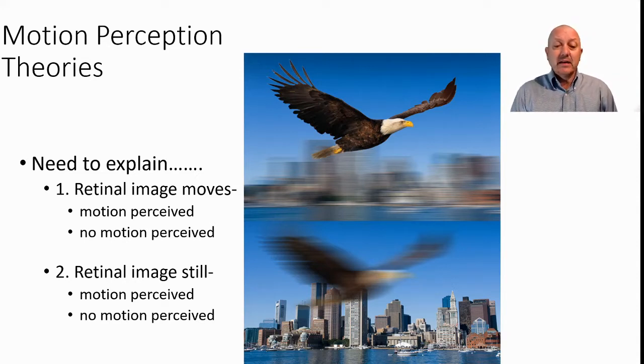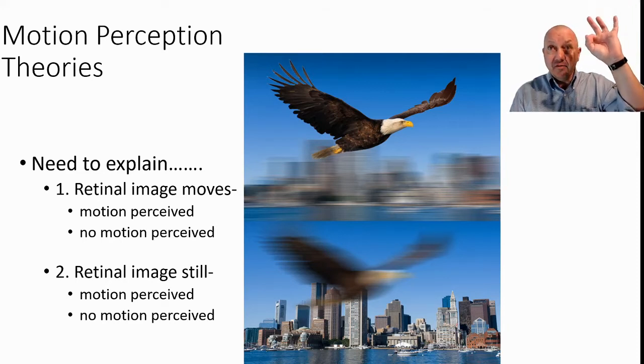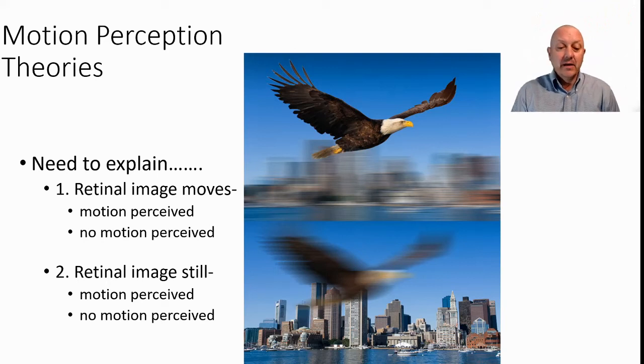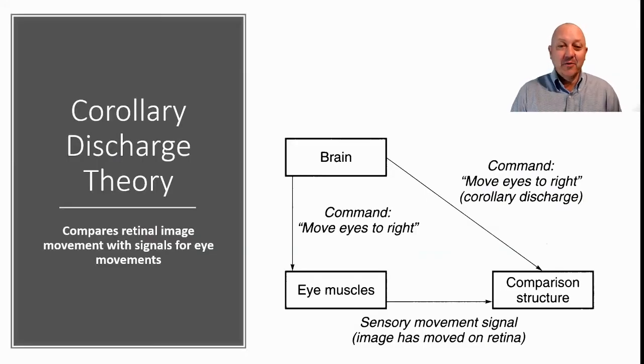Then you can have the retinal image be still and you can perceive motion. So you're tracking a bird or a car or something, and it's staying in the same spot on your retina. Yet you perceive it as moving even though it's not moving across the retina. And then finally, the retinal image is still and no motion is perceived. This is the case where you're in your room staring at the wall, nothing's moving and you don't perceive any motion. It's complex to have one theory that's going to describe all those situations.